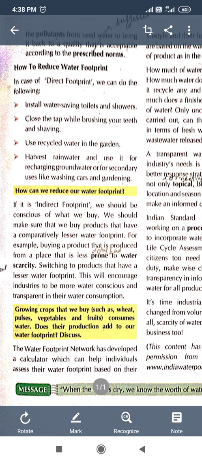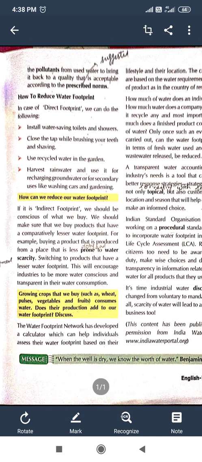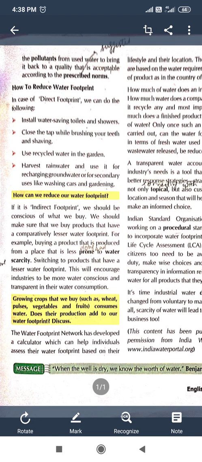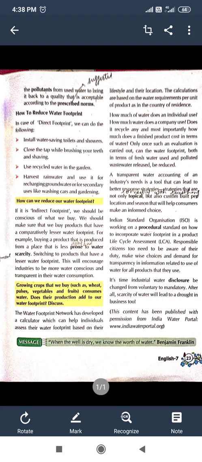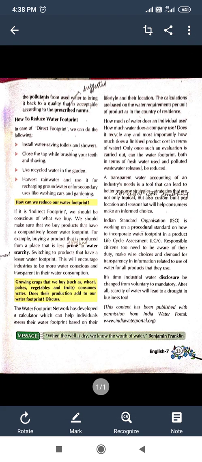Harvest rainwater and use it for recharging groundwater or for secondary uses like washing cars and gardening. Harvest rainwater means we should save rainwater and we should use it for recharging groundwater or for the secondary uses, means where the primary uses are not there, like if we want to wash our cars, if we want to water the plants, we can use the saved rainwater there.